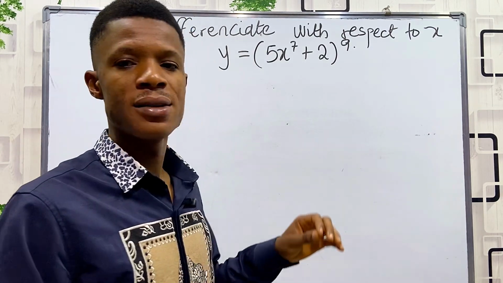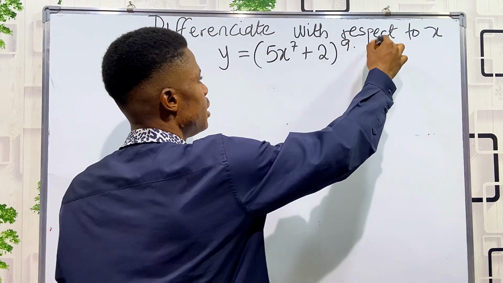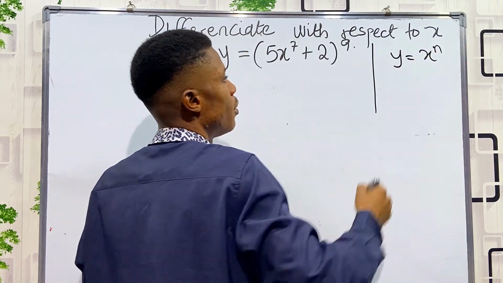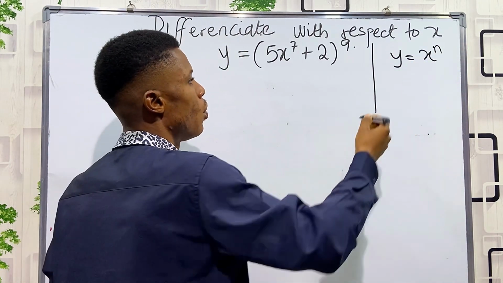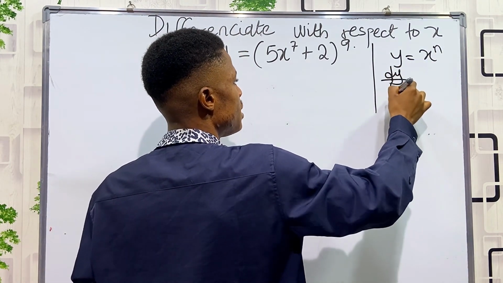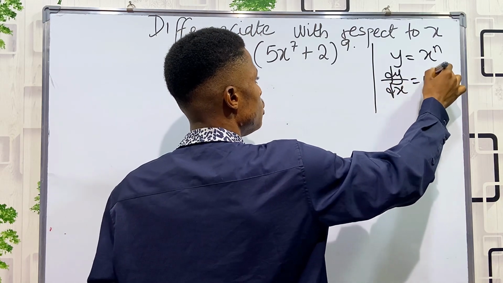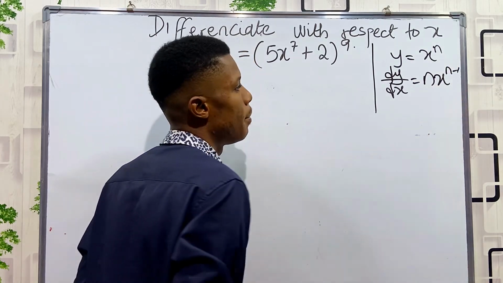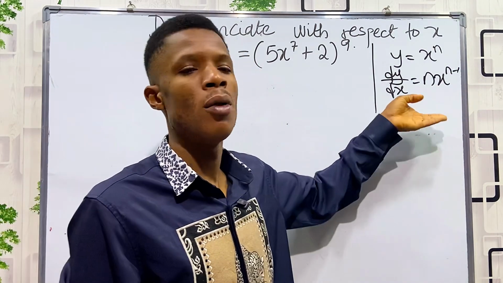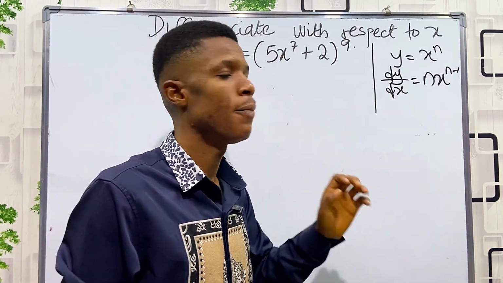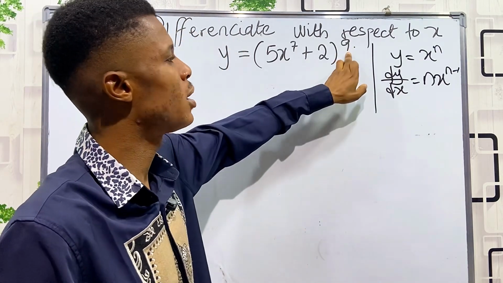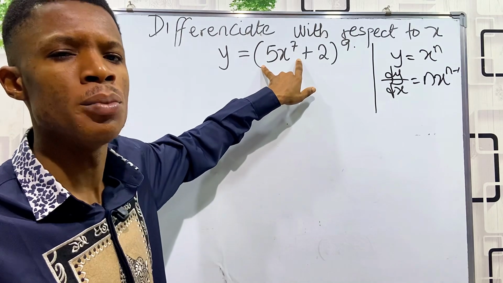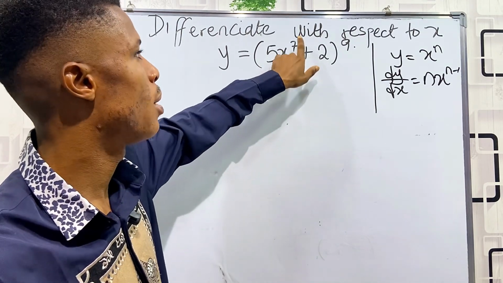To differentiate this, the first thing we do is to recall the general form of differentiation: whenever we are given x to the power of n, dy/dx, differentiating y with respect to x, all we have to do is multiply by the power n and subtract 1 from the power. This is the general form of differentiation. We should know this. But here we have the power up to 9, and we also have another function inside that has power 7.